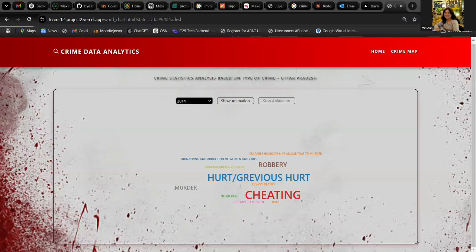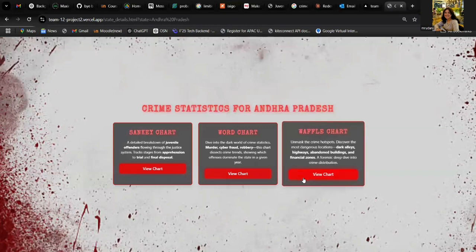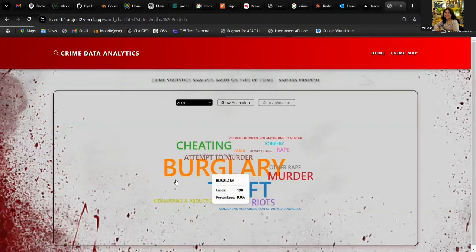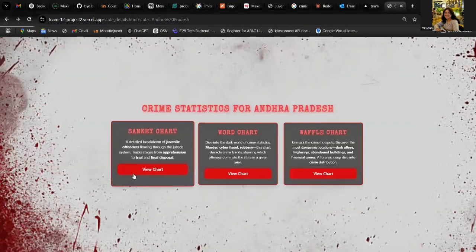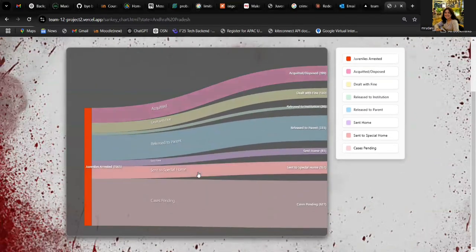To summarize, our project provided a detailed analysis of crime trends across India using multiple visualization techniques. The choropleth map helped us understand state-wise crime distribution. The waffle chart highlighted places of occurrence of crime. The word cloud gave insights into frequent crime types in different regions. The Sankey chart helped track juvenile crime pathways and rehabilitation trends.